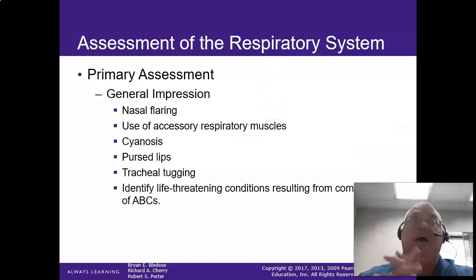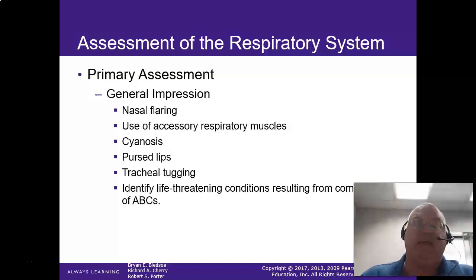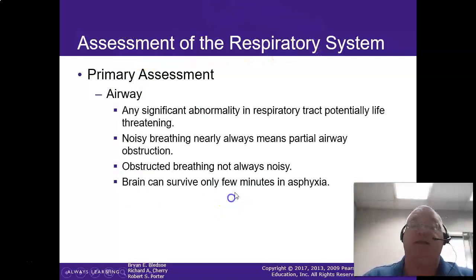All right. Look for nasal flaring and the use of accessory muscles. Pursed lips, they're actually trying to create their own PEEP. They're trying to open up those air sacs, okay? Obviously, if they're turning blue or they're grabbing at their throat or trying to make their lungs bigger, if they're doing any of these things, you need to be aware of it. And again, these are compromises to their airway and their breathing, and you need to fix them absolutely right there.